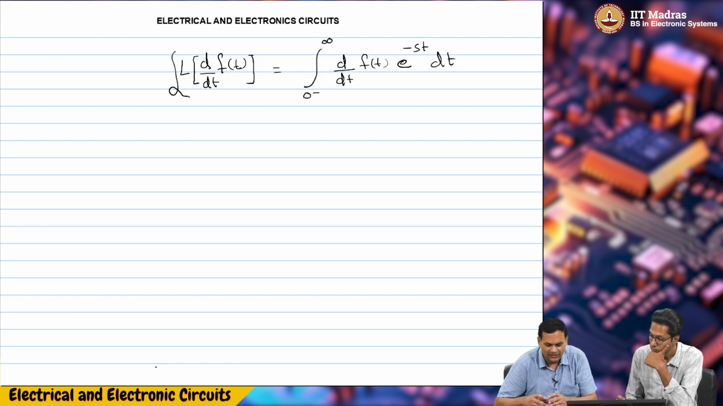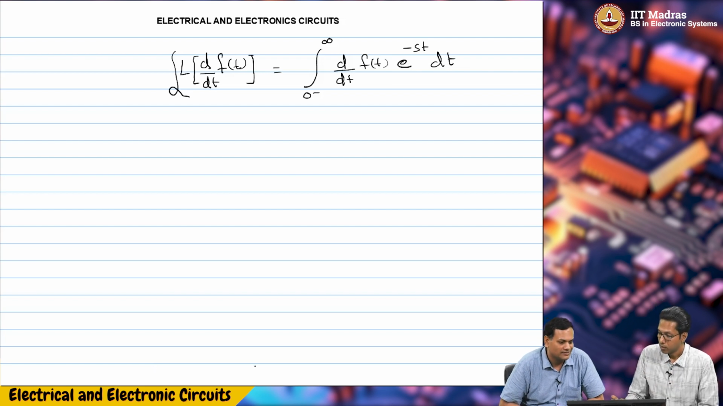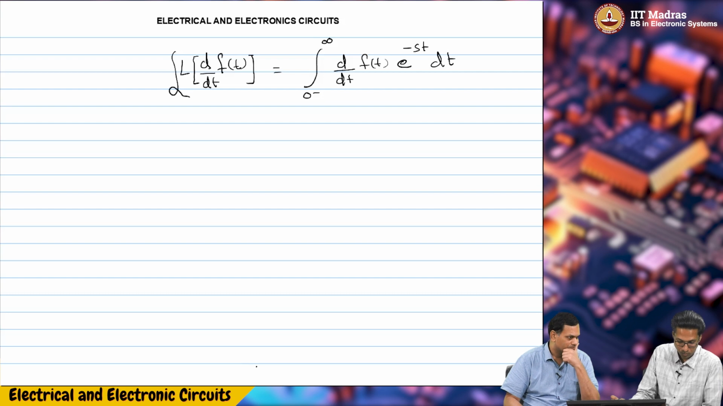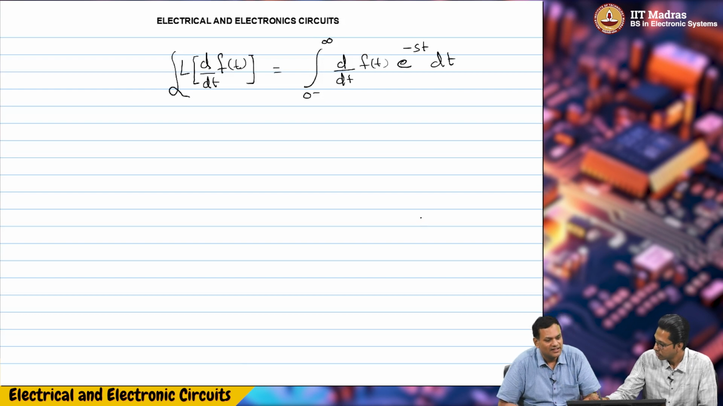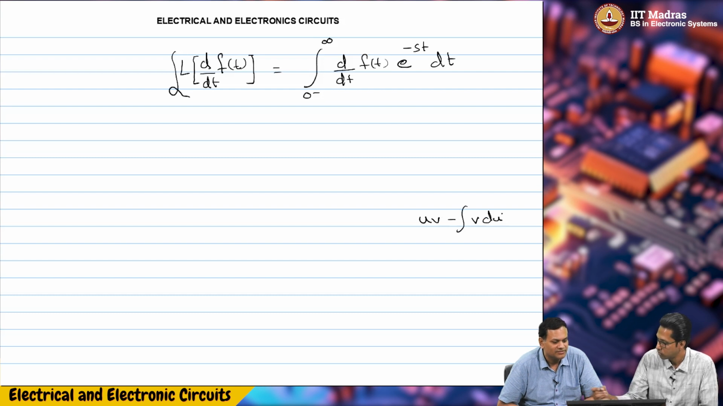So you have the derivative of one function times e power minus st, and then you are integrating. This integration is not that straightforward. It's not easy, right? Shall we use this uv? I remember this. It is the integral of u dv equals uv minus integral of v du.